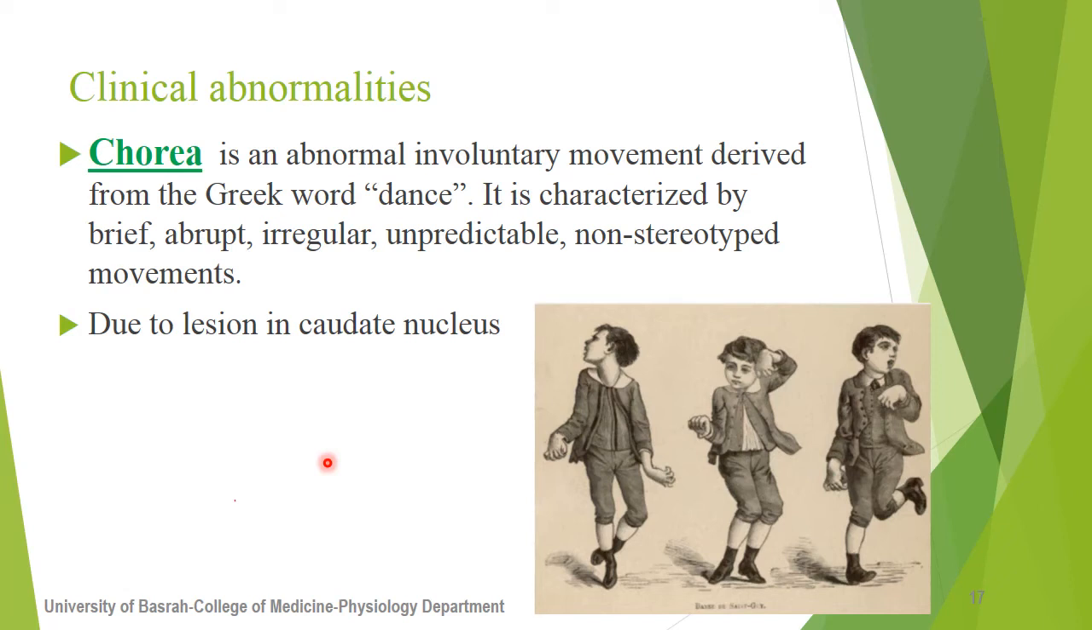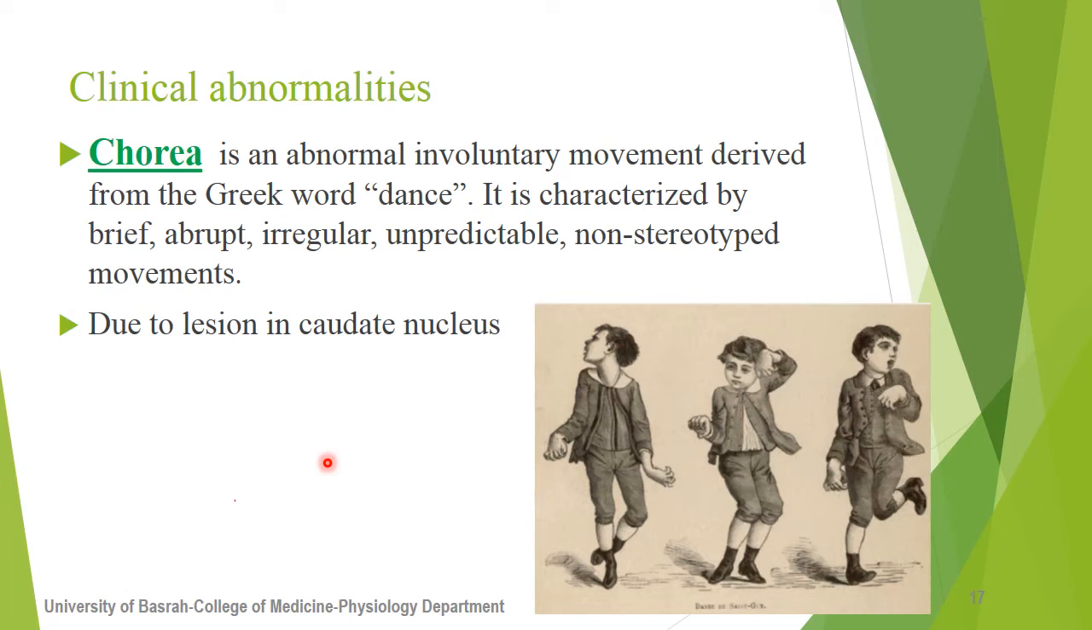When there is damage to the caudate nucleus, we will have a disorder, a syndrome called Huntington disease. One of its signs you need to know is called chorea. Chorea comes from the Greek word for dance. This is an abnormal, involuntary movement, that is to say the patient cannot control it. It will happen spontaneously, without voluntary control. He cannot control it or stop it.